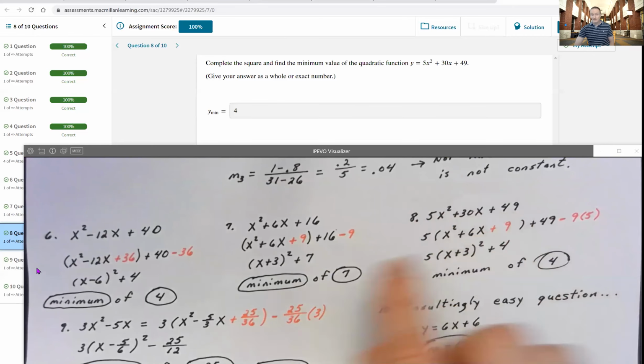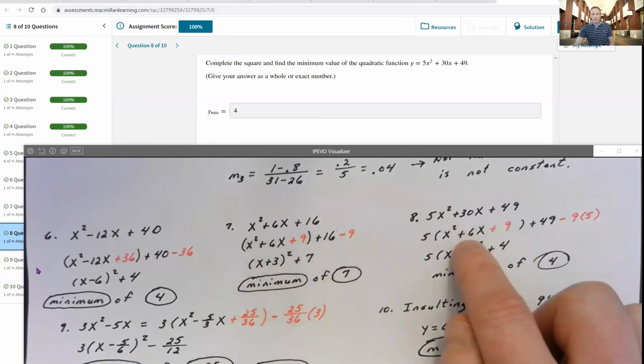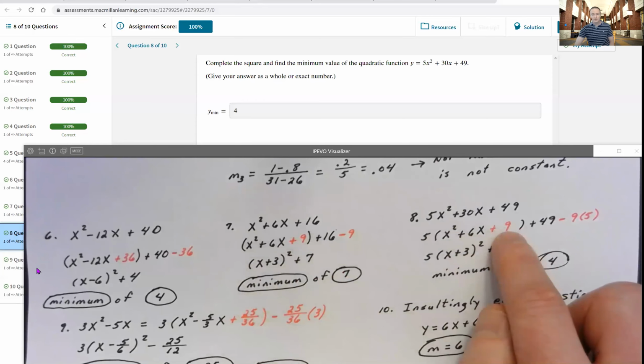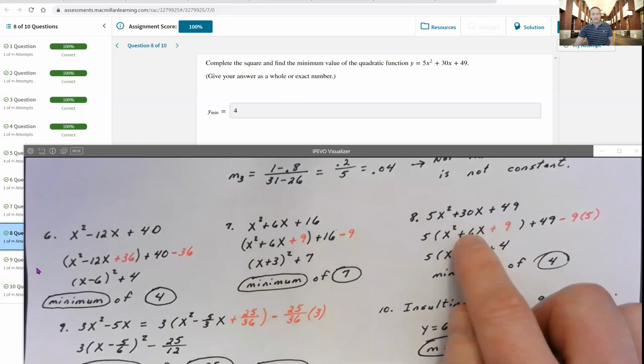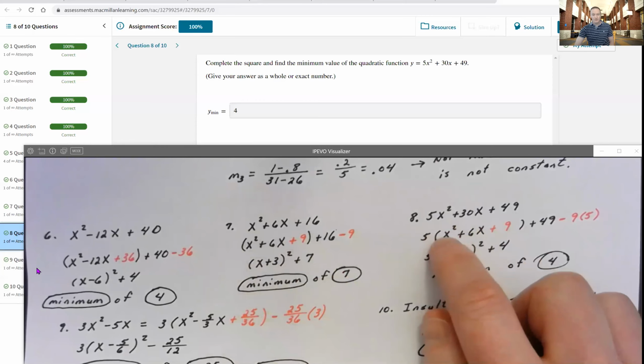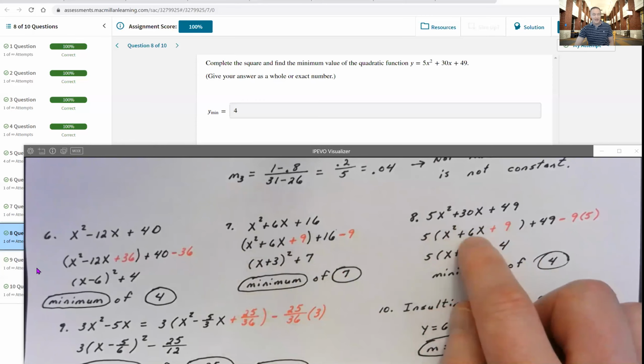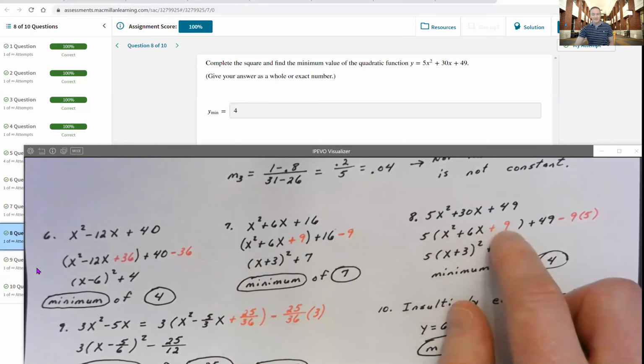Now, on the inside, just like the last problem, I said, well, how do I need to create a perfect square trinomial? Every single solitary time, whenever the coefficient now is 1, you just say, well, it's just half of b, and you square it. Half of 6 is 3. 3 squared is 9. So I need to put a plus 9 in there. Now, please be careful here.